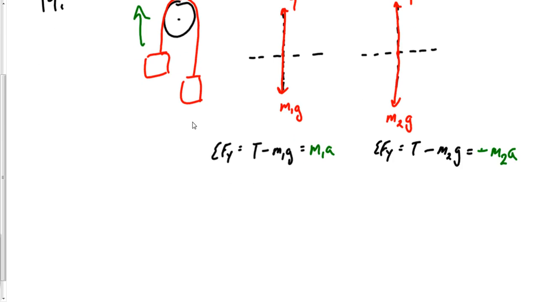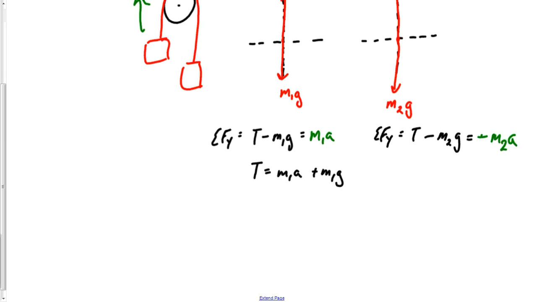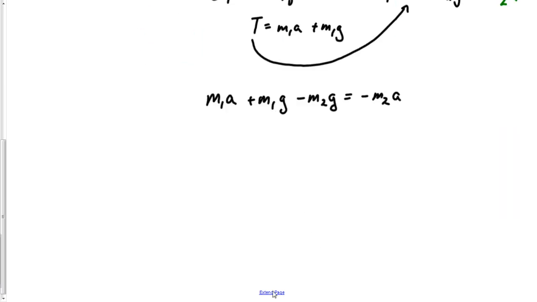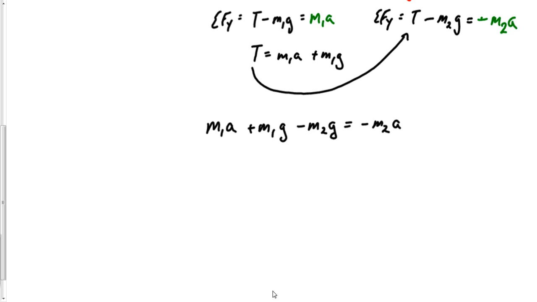And so what we'll do next is solve one of these. How about this guy? I'll solve it for T. T equals M1A plus M1G. And now we'll bring that into the other equation: M1A plus M1G equals negative M2A. You could plug in numbers anytime you wanted to at this point. Matter of fact, let's go ahead and plug in. I think the numbers in our review are 2 and 7 for the two masses. So M1 is 2: 2A plus 2G minus 7G equals negative 7A.